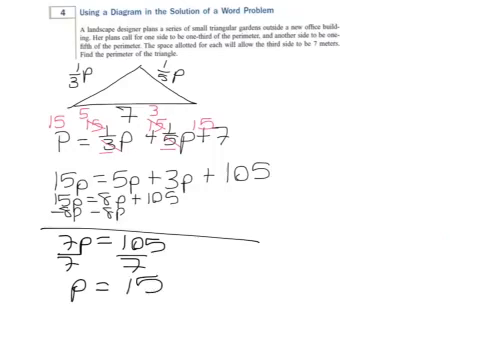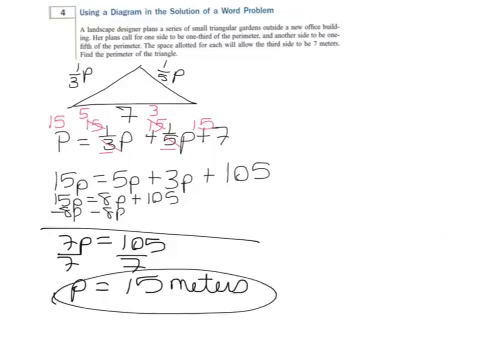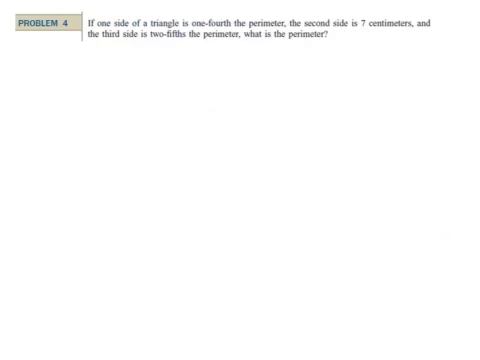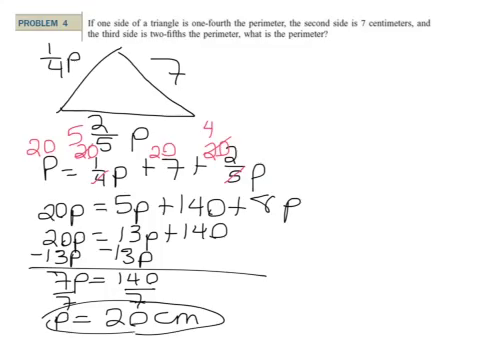15 what? Snickers bars? 15 candy bars? 15 meters. That's important. Here's your answer. To check it, I would go back in and put in 15 and make sure it works. Your turn. Go ahead and pause and see if you can do it. All right, here's the answer. Hope you got it right.